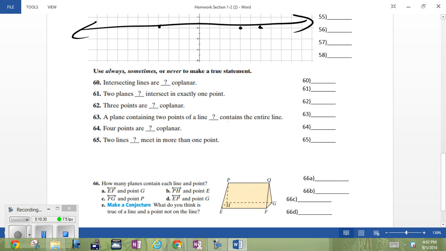Sometimes, always, or never. Intersecting lines are coplanar. Any two lines that intersect can always be contained on one plane, okay? So here's an example, and that's always the case. So number 60 is always. 3 points are collinear? No, sometimes.